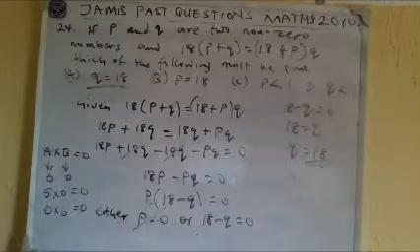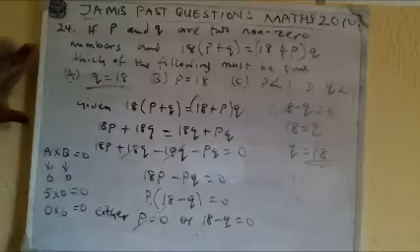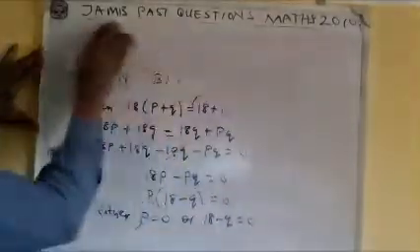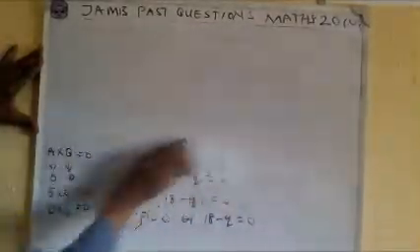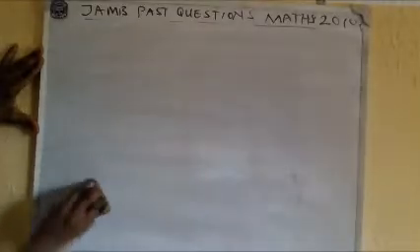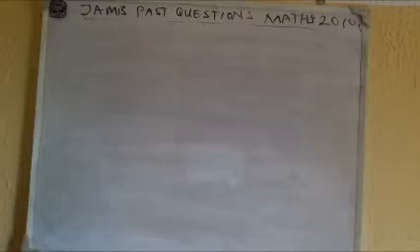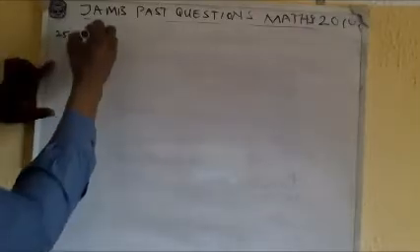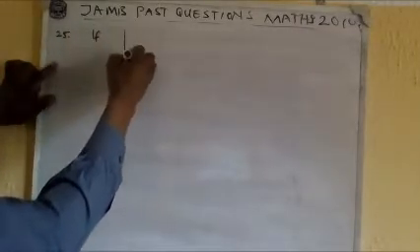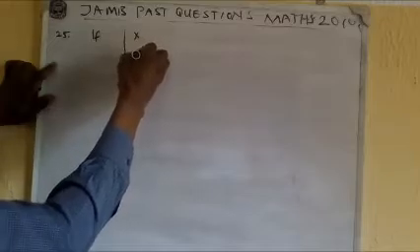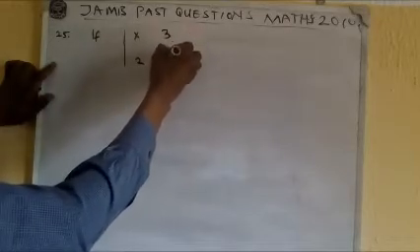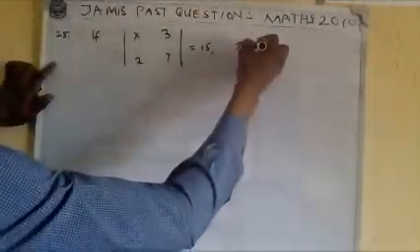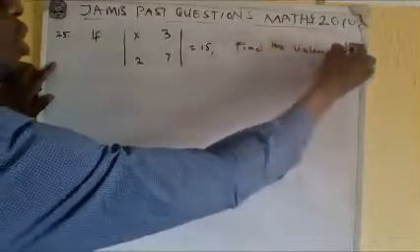Okay. Let's progress to number 25. It says if the matrix with rows x, 2 and 3, 7 is equals to 15, find the value of x.